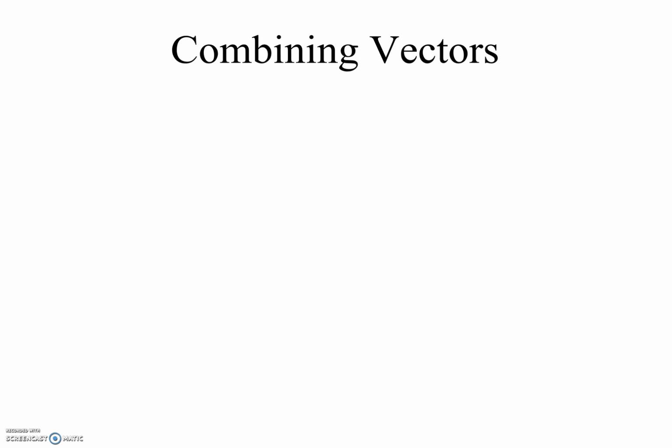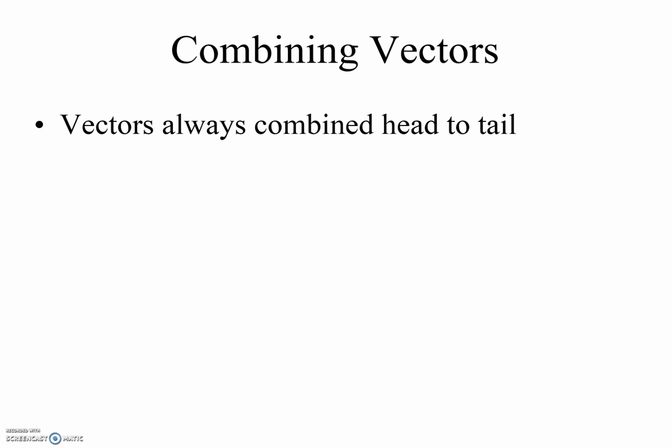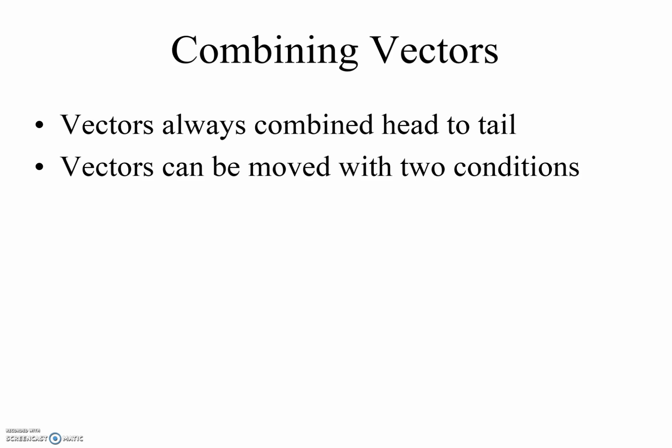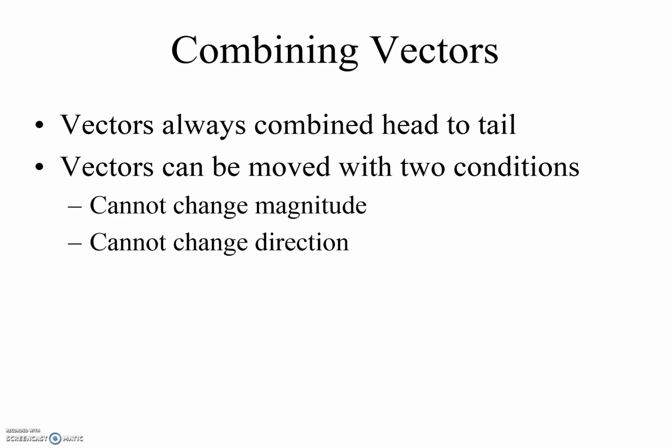When we combine vectors, we have to use some rules. The first rule is that when we combine vectors together, we always draw the head of one vector to the tail of the next vector. Vectors can be moved with two conditions. The first is we can't change the magnitude or the size of the arrow. And the second is we can't change its direction.